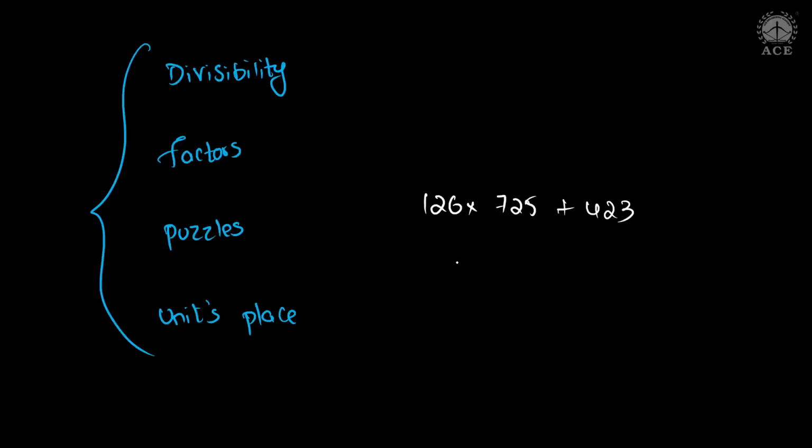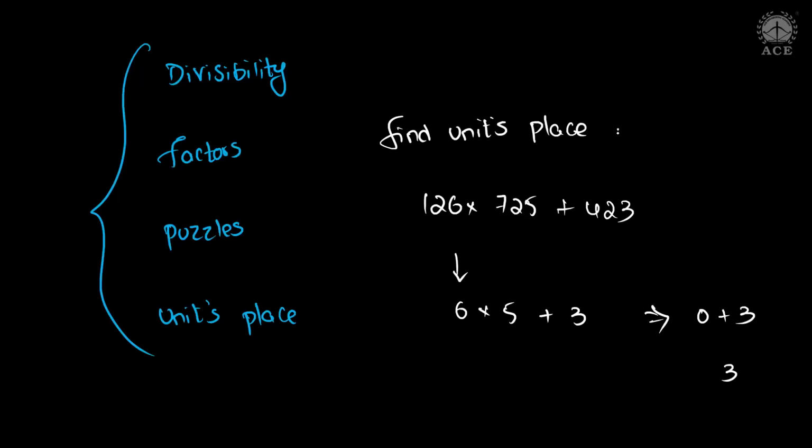Sir, here units place is 6, here units place 5, here units place 3. 30 means units place 0, then 3. It's 3, sir. This is the normal one. But I'm giving some power, right? Find units place in 126 into 725 plus 423. This is different, my dear friends.